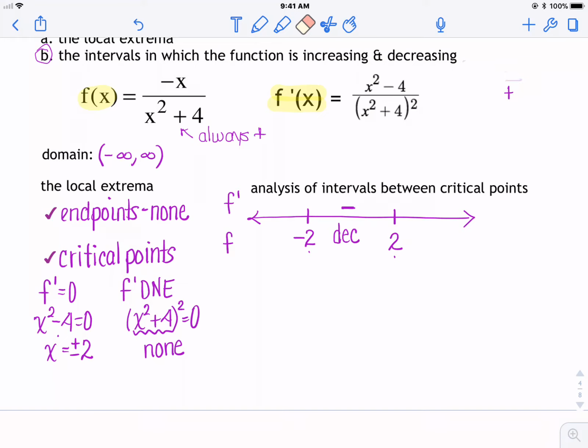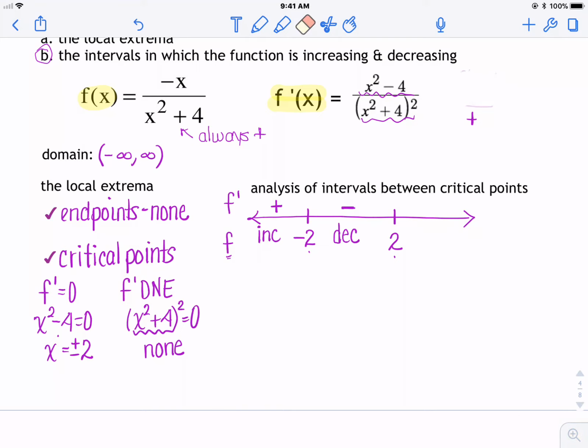Then I need to check some other intervals. So I need to check something that's smaller than -2. I might pick something like -3. I know the denominator is definitely going to be positive even if I put -3 into it. The numerator is going to be +9 minus 4. That's positive as well, so the derivative is positive for values less than -2. That tells me the function f itself is increasing on that interval.